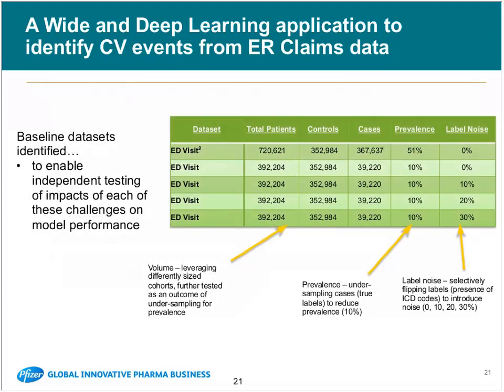What we have done is that we looked at different volumes of emergency department visit data sets. We basically wanted to see, if you change the number of cases and controls and then add some label noise, how the deep learning may behave and what performance it gives us depending on these different parameters that we are interested in.